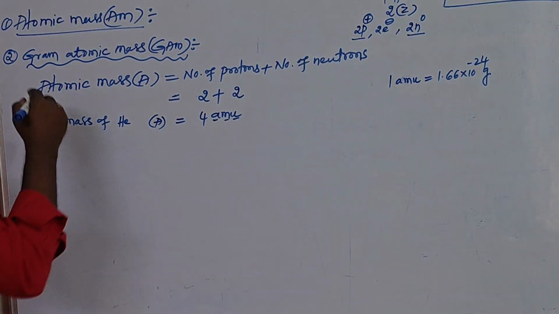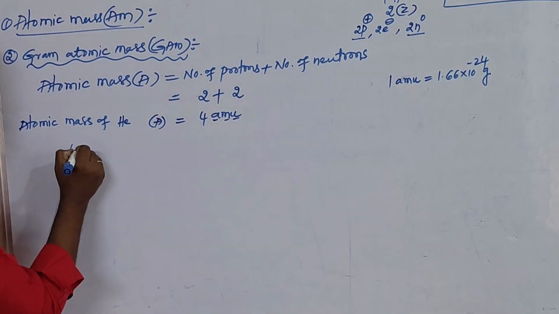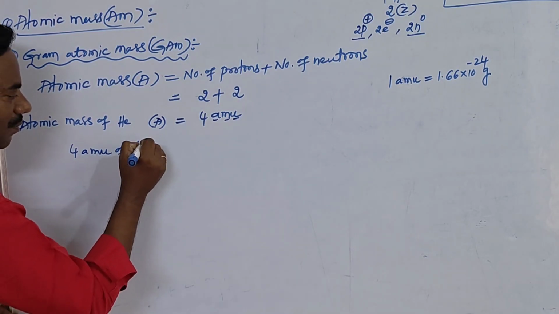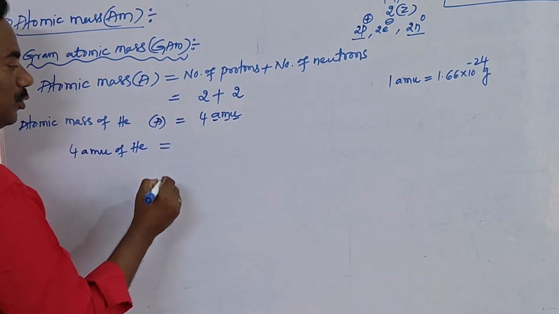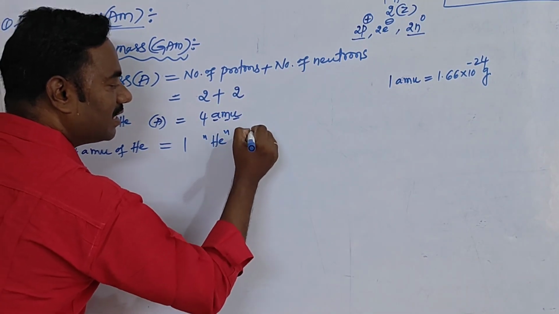Next, I want to explain atomic mass and gram atomic mass. 4 AMU of helium is equals to 1 helium atom.